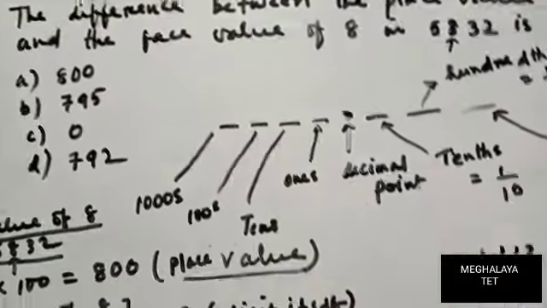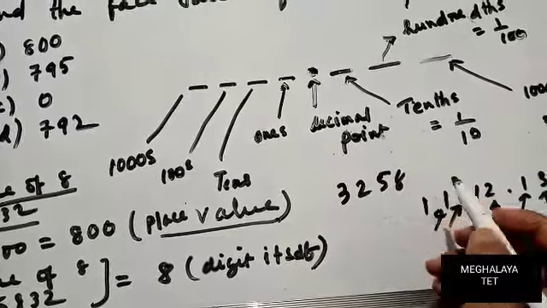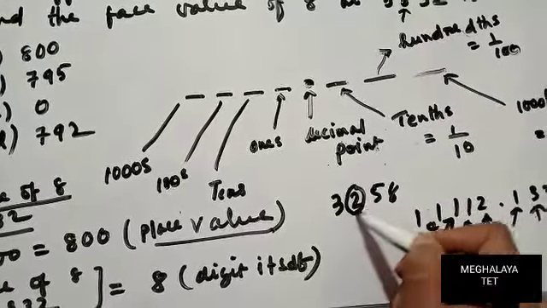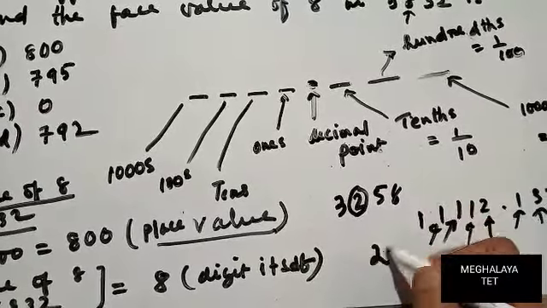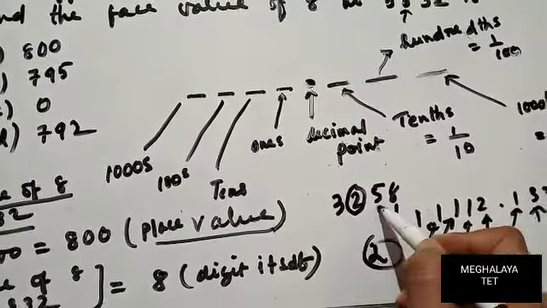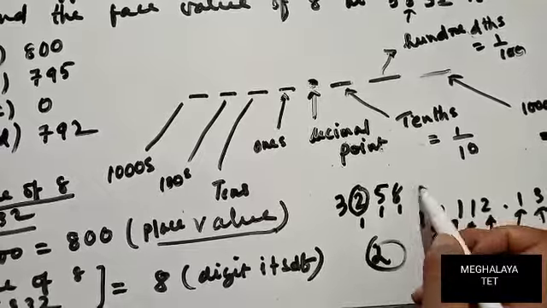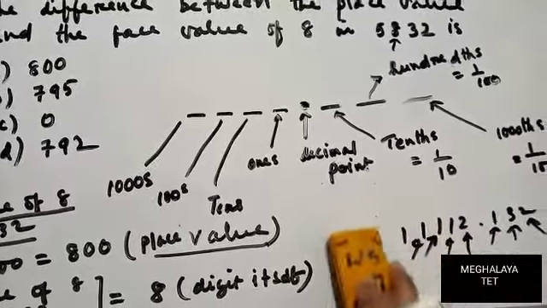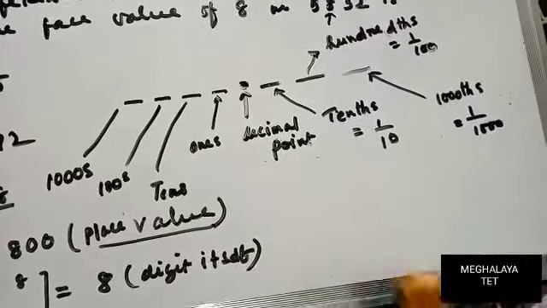If I just say what is the face value of 2 in 3258, that means face value is 2 only. What is the place value? 2 into 100, because this one is ones place, this one is tens, this one is 100, so 2 into 100, we'll get place value 200 and the face value 2. This is a very important question. I'm sure one question from this part will come in the exam.